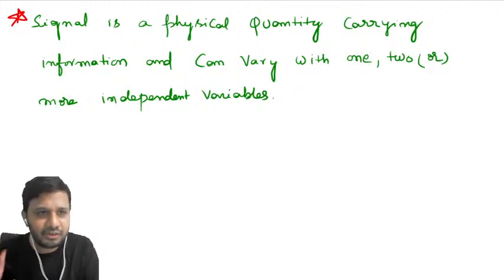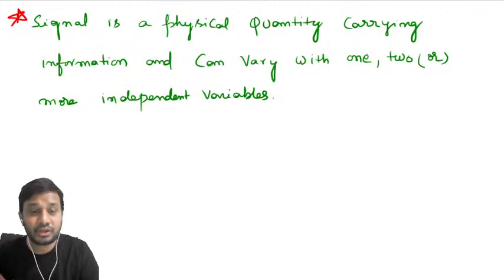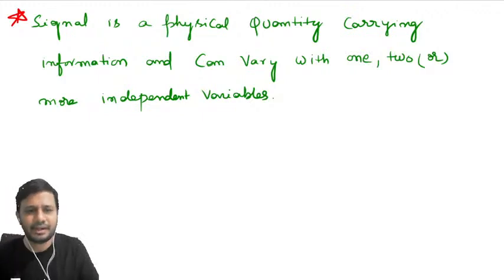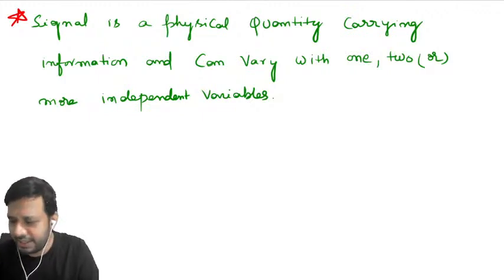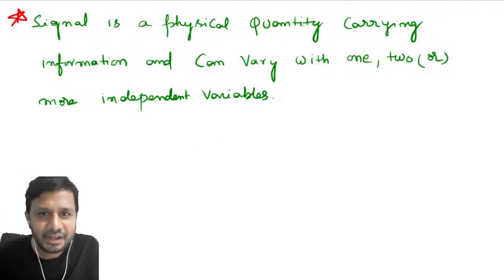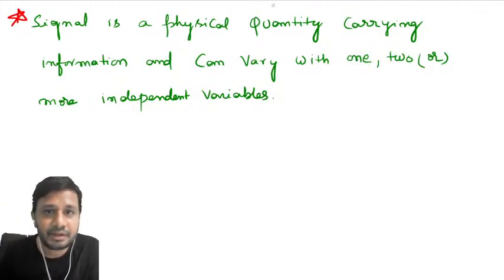Right. So, definition of a signal: a signal is a physical quantity carrying some amount of information and can vary with one, two or more independent variables. A signal can have any number of independent variables based on the application, but as far as GATE is concerned, only one-dimensional signals: one independent variable and one dependent variable. Now, how are we going to classify these one-dimensional signals? This is an important point, students.